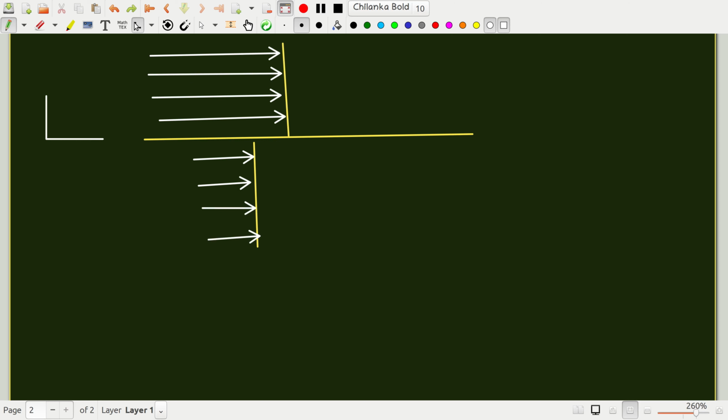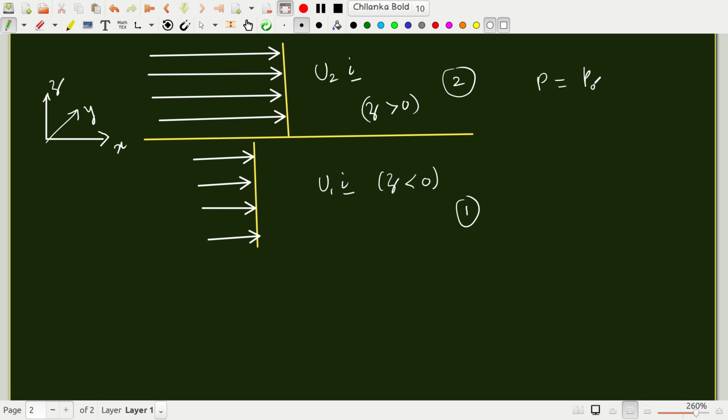a coordinate frame. This is x, into the board is y, and perpendicular to the interface is z, and let's call these two fluids 1, 2, and this velocity is u2 in the i direction. This is for z greater than 0, and this is u1 in the i direction. This is for z less than 0, and the pressure in the base state is p0 minus rho 2 g z. Pressure decreases as you go up, and gravity is acting in this direction. And on the bottom side, p is p0 minus rho 1 g z.